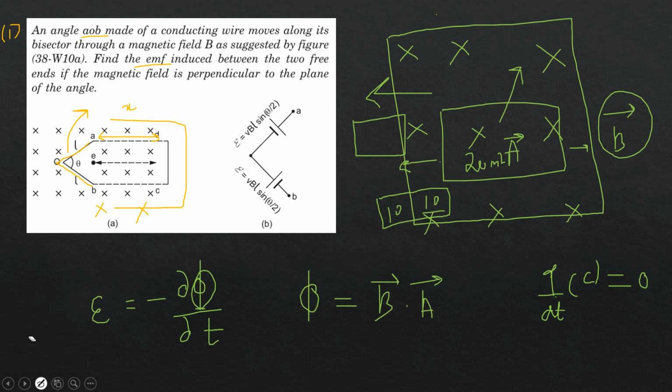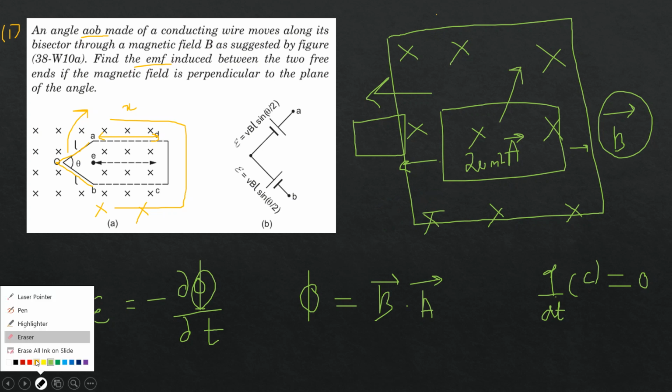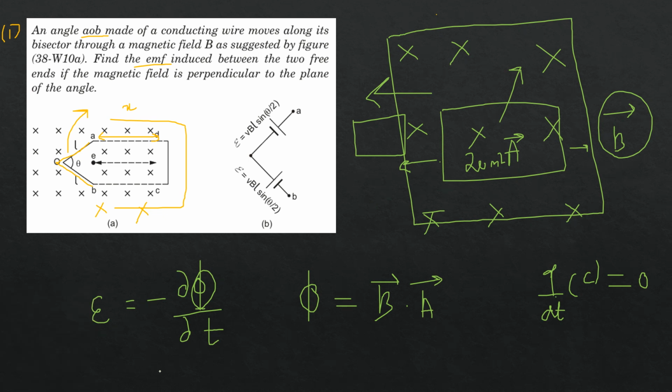If the area is changing, then the flux will change. If the magnetic field is changing, then also the flux will change. But here only the area will change because we are moving the coil. The magnetic field is constant right there. We are moving the coil, so the area will change. All right, so I can write the formula.